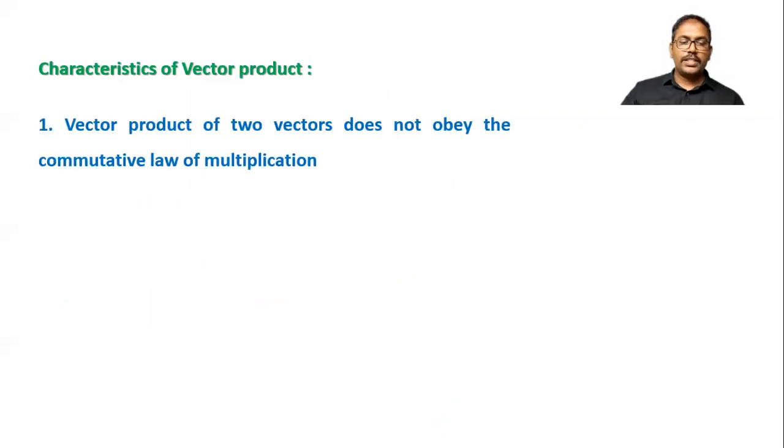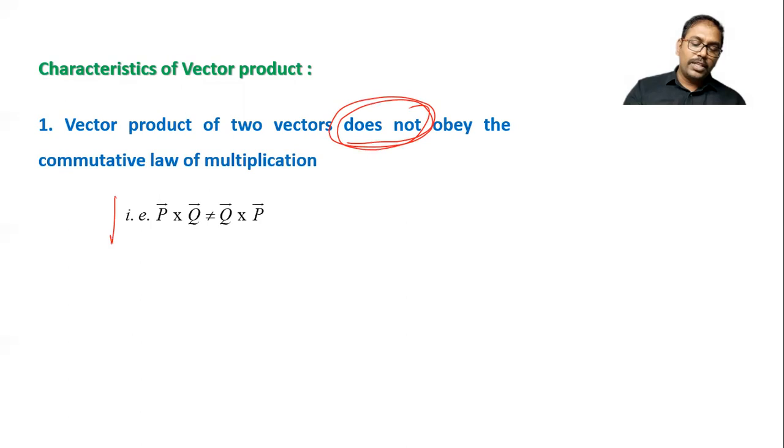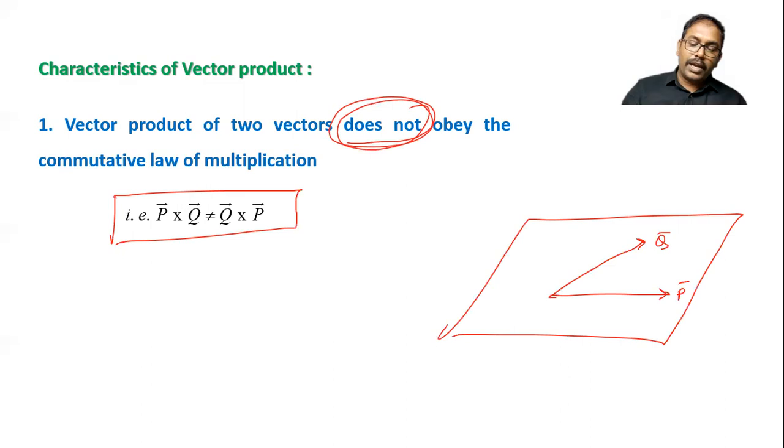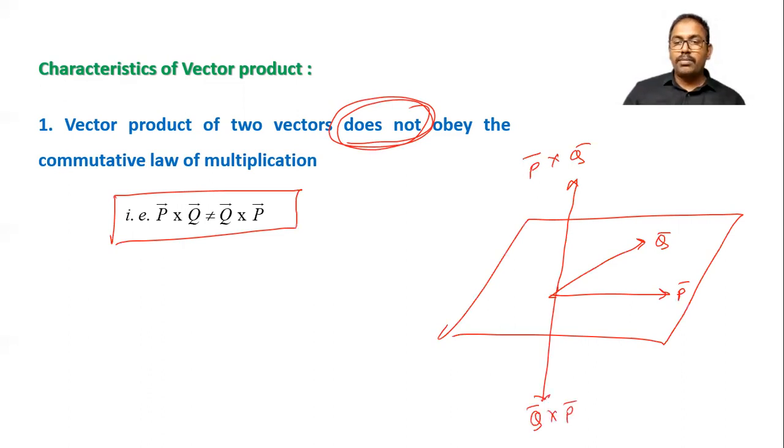Now let's see the characteristics of vector product. First characteristic: vector product of two vectors does not obey the commutative law. So this is very important. Not obeying the commutative law means P bar cross Q bar and Q bar cross P bar are not equal. So this is P bar, this is Q bar. They are in the same plane. And here by the right hand rule, this is P bar cross Q bar, and Q bar cross P bar is in downward direction.